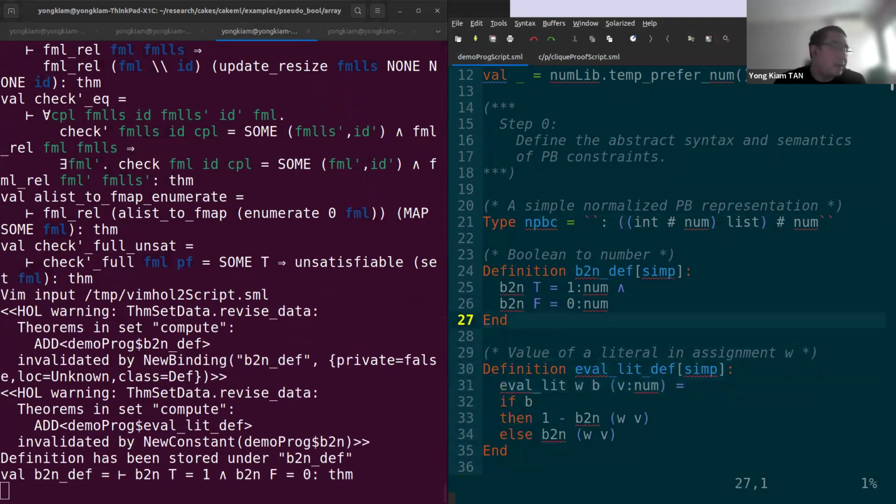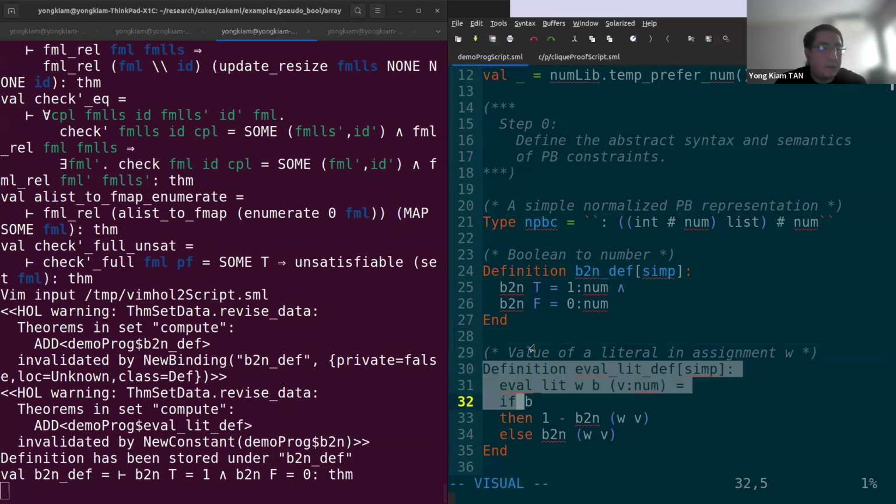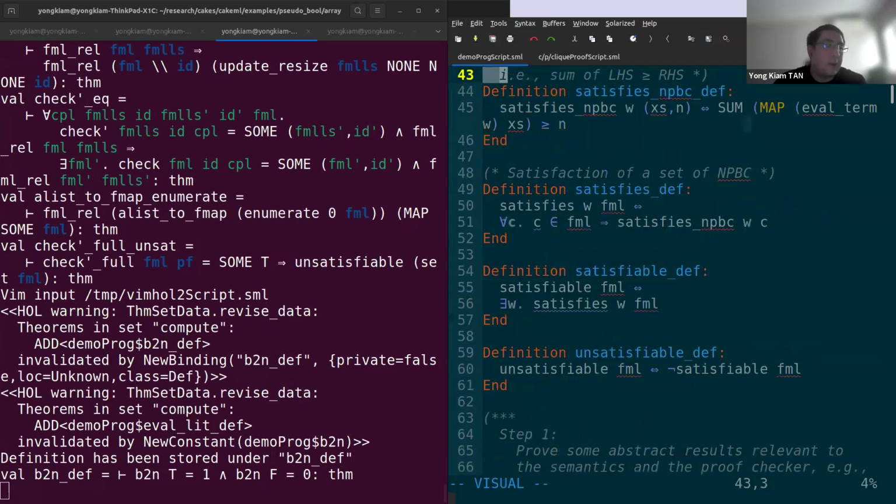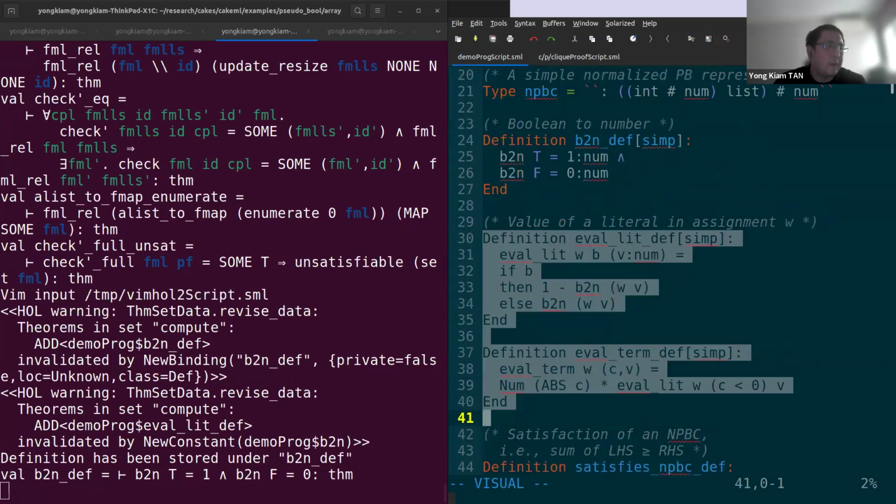For example, here, this definition that I just sent over was to define how to interpret Booleans as numbers, right? And the prover will tell me, well, it's accepted that definition, and so on. Okay. So I'll come back to this in a second.